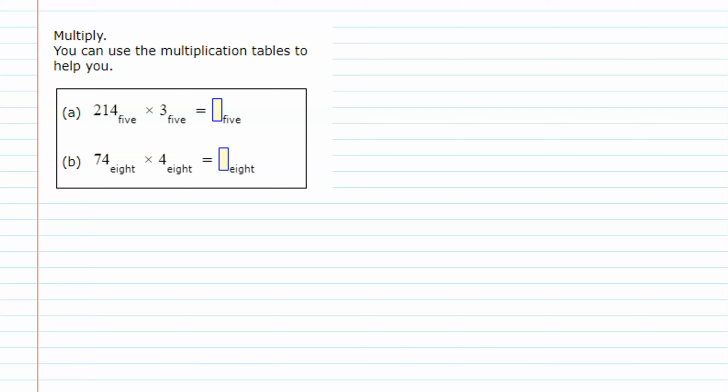Okay, so our next task is to multiply in a different base other than 10, but the two numbers will be in the same base. So let's think about how we multiply in base 10. Let's say we have 65 times 9.